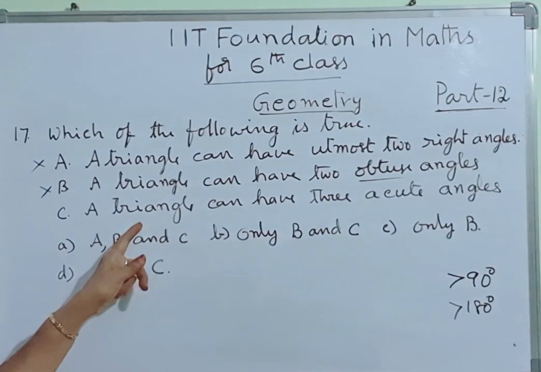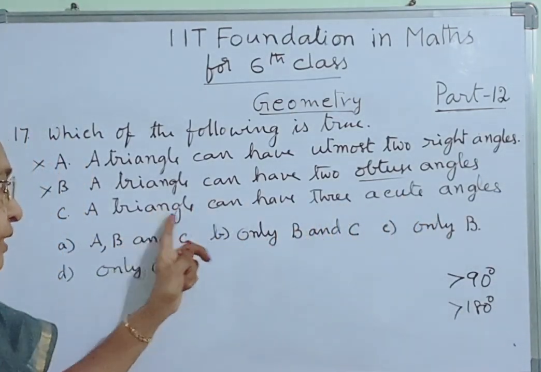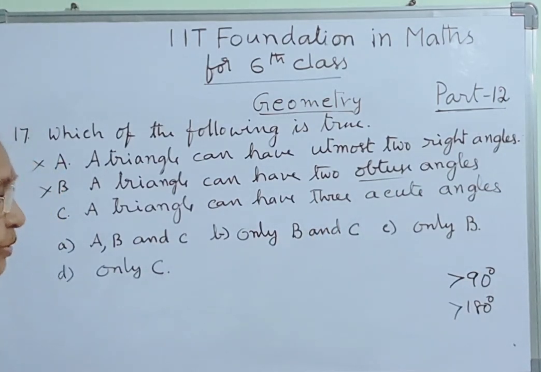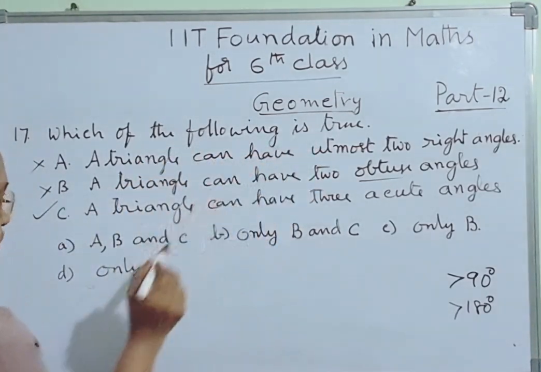The third one, a triangle can have 3 acute angles. So this is correct. A triangle can have 3 acute angles so that the sum of the 3 angles can be equal to 180 degrees. And this is true. Therefore, options A, B and C. This is wrong. Which of the following is true?